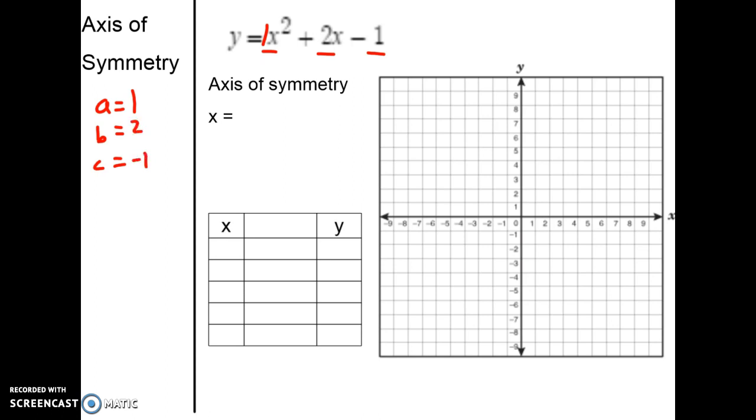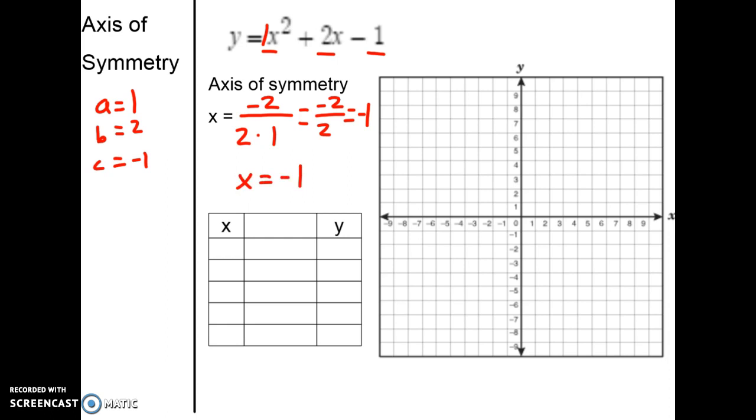Now, we're not going to use C to find the axis of symmetry, but we'll obviously use C in order to graph the parabola by putting in the values into the table. So remember, it's opposite of B over 2A, so it's going to be opposite of 2, which is a negative 2, divided by 2 times A, which is 1. So we can simplify that to negative 2 over 2, which is a negative 1. So here our axis of symmetry is x equals negative 1.